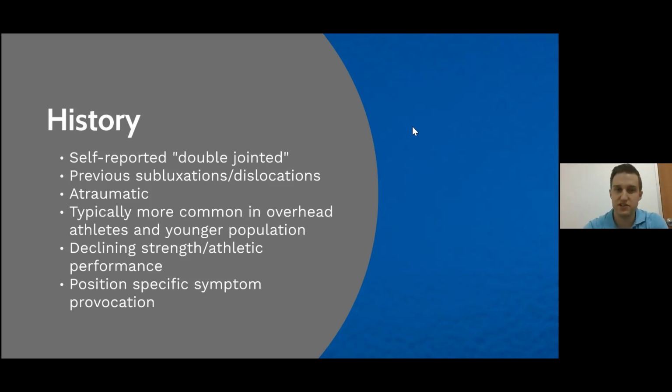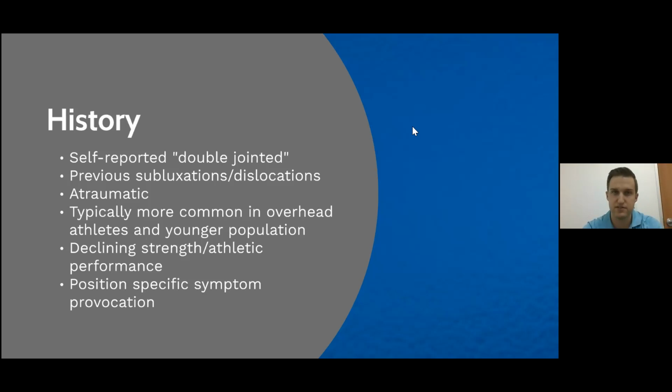Like I mentioned earlier, it's typically atraumatic. This is just something that has an insidious onset. They don't really have a clear mechanism of injury, but it is very prevalent for sure. This is also typically more common in overhead athletes and the younger population.